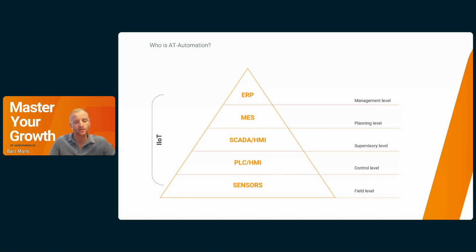So this pyramid actually perfectly describes what AT Automation is doing. We do it in the production industry. Our customers are producing goods, producing food, producing materials, concrete, metal. It's really diverse. And we do everything on this pyramid except the ERP. But of course, we have a close collaboration and integration with ERP systems, so we touch them a lot. And in that case, it doesn't really matter which brand or type of ERP system you have.